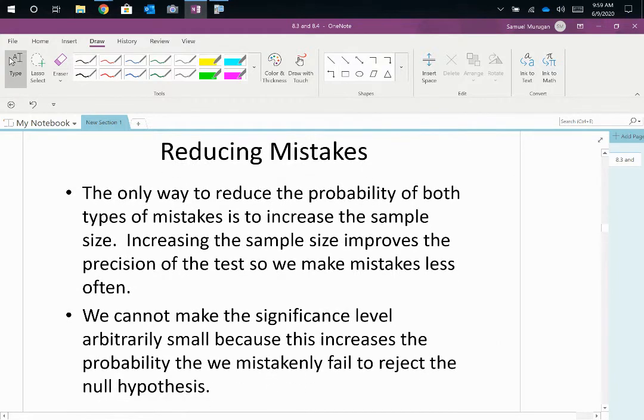So, ways to reduce mistakes. The only way to reduce the probability of both types of mistakes is to increase the sample size. Increasing the sample size improves the precision of the test, so we make mistakes less often.